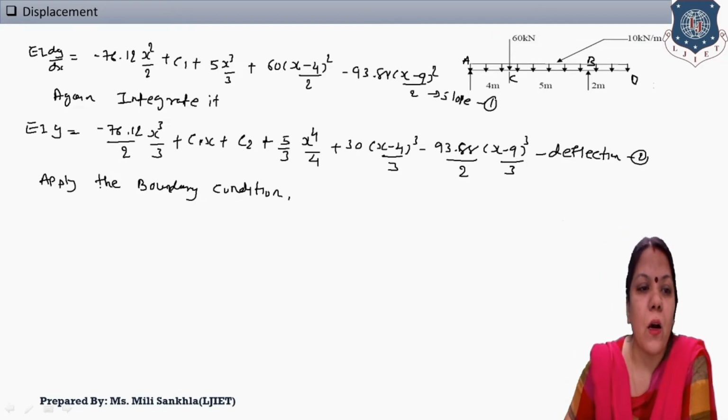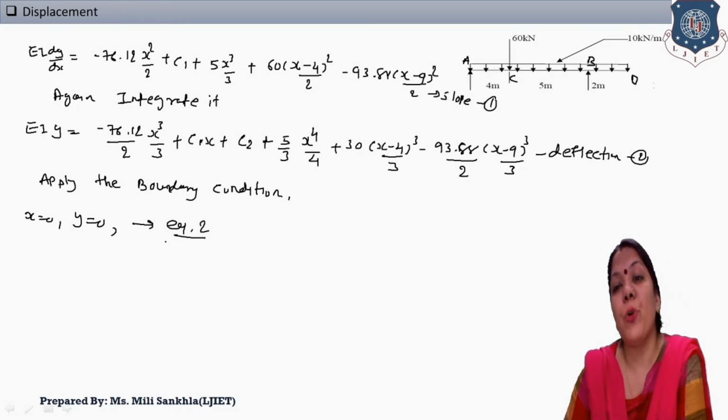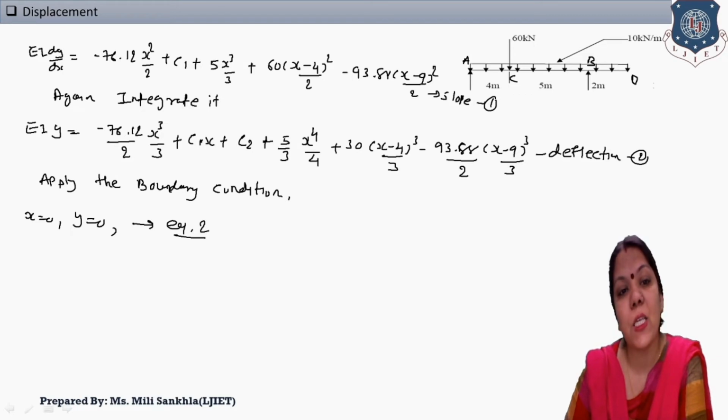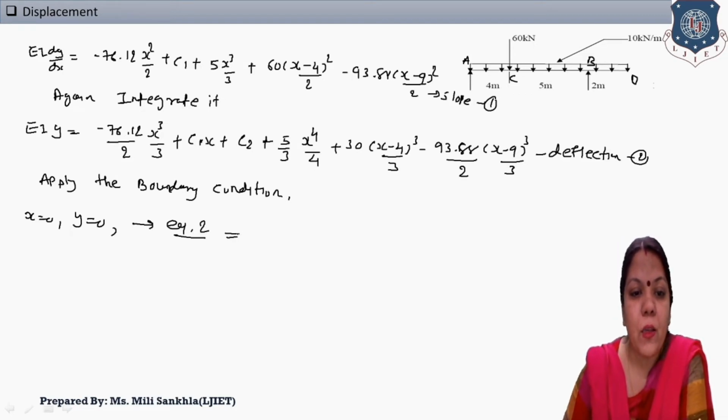Okay, now at A point, first x is equal to 0, then y is equal to 0, and these are the x and y present in equation number 2, deflection. Okay, at A point x is equal to 0, y is equal to 0. Again we put these values in equation number 2. What is the answer for constant C2? That is 0. Right here, C2 is equal to 0.